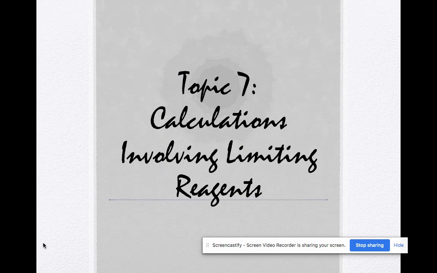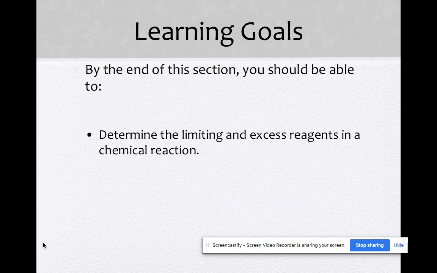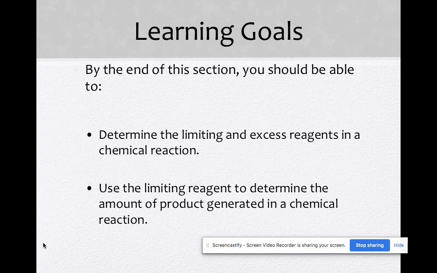Hi all. Today we're going to be learning about topic 7, calculations involving limiting reagents. By the end of this lesson, we should be able to determine the limiting and excess reagents in a chemical reaction and use the limiting reagent to determine the amount of product generated in a chemical reaction. We're going to split today's lesson into two parts. First, starting off with when we're given the amounts of moles, and then in part 2, we're going to be dealing with when we're given the amount of reactants in mass, in grams.